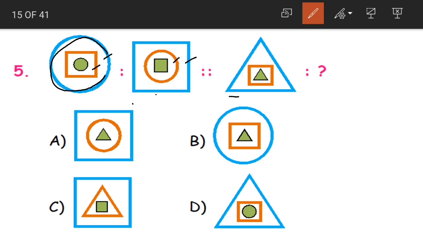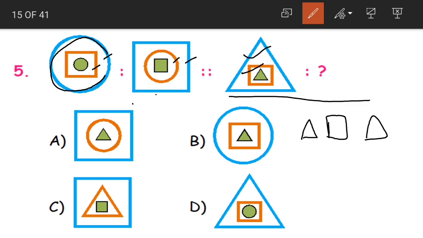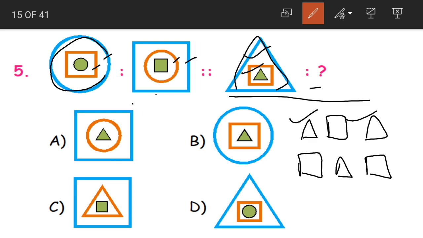Now if we apply the same relationship to our second pair, what do we have, children? We have triangle and square. Triangle, square, triangle. What should be the second diagram for this? We should have square, triangle and square. Am I right? See, in the first figure we are having only two diagrams. Those are our squares and triangles. So even in the second figure we should have squares and triangles itself.